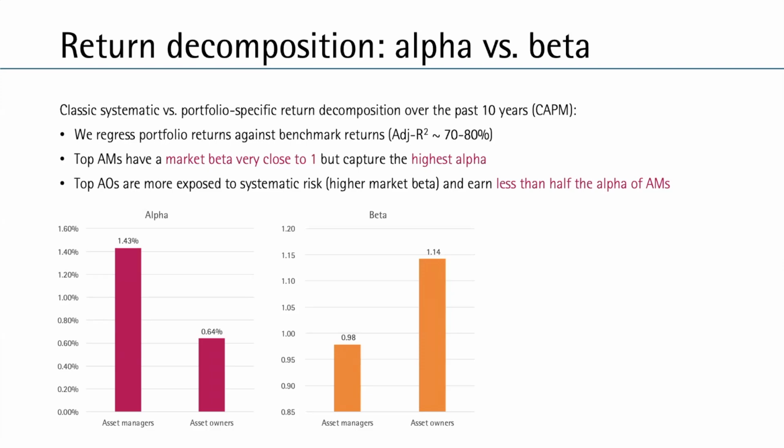In terms of the findings here, we find that asset managers have a beta very close to 1, and they earn a much higher alpha of approximately 1.43% on a quarterly basis. As compared to that, asset owners are exposed to more systematic risk, as indicated by their higher beta against the benchmark, and they earn less than half the alpha of top asset managers. So for asset managers, alpha contributes a significant portion of their returns, whereas asset owners derive higher returns by taking on higher systematic risk.